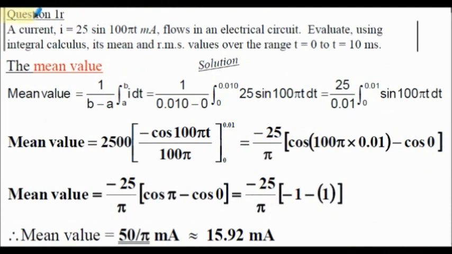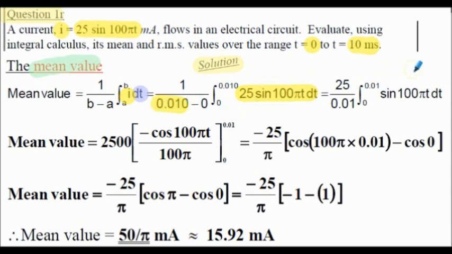Here's question 1R, commencement of the solution. Initially calculating the mean value. Just notice here we're actually integrating with respect to t, not omega t. And we're given the equation for I, shown here inside our integral. And we have our limits here of 0 and 10 milliseconds. And note the value of b here is 0.01 seconds.